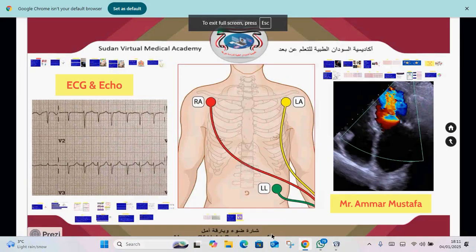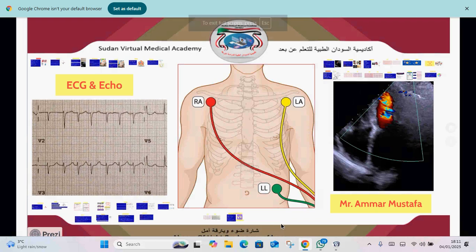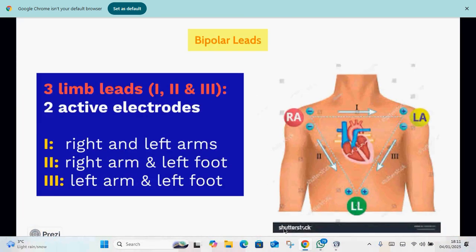I'm not going to spend more time on this, but that shows you why it is important to do the revision before the lecture, because that saves a lot of time. So we move to bipolar leads.